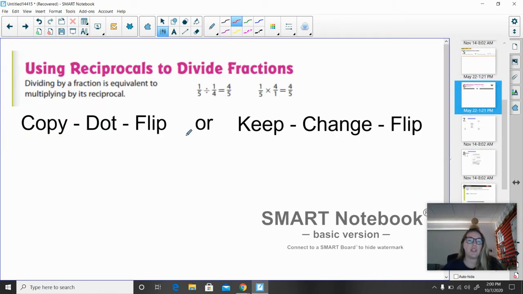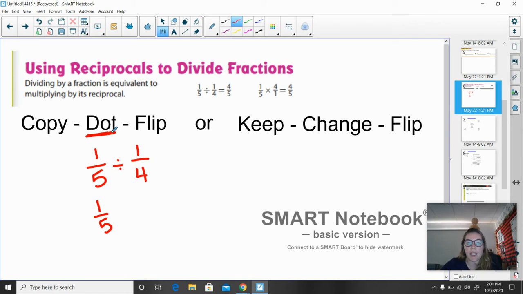So when we actually divide fractions, what we're going to do is we're going to multiply a fraction by its reciprocal. So I actually can't divide fractions. So if I have 1/5 divided by 1/4, I actually can't do this. What I have to do is multiply by the reciprocal. So we always copy down our first fraction or keep it the same. Okay, so if I copy 1/5, I'm just going to bring it down.